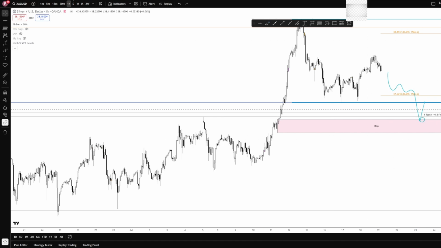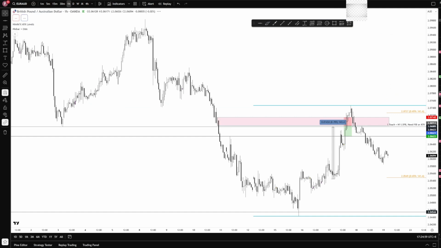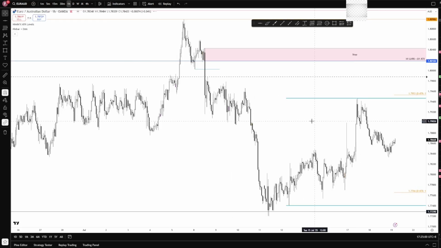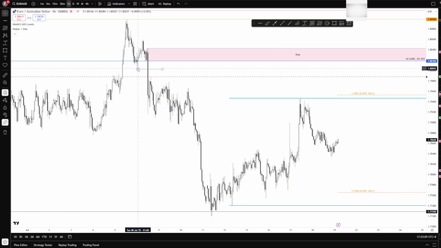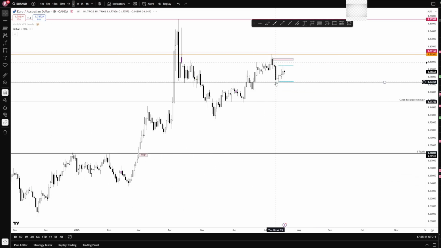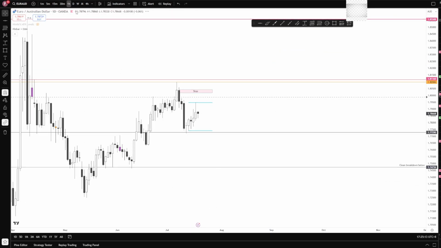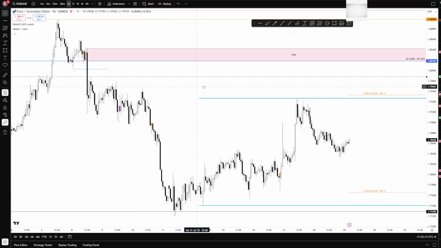Another setup that I'm looking at for this upcoming week is Euro Aussie. For this type of setup, I'm still forward testing. Because this is not a daily low, you can see this blue line, it's not a daily low. Usually I like to draw my levels off daily levels.